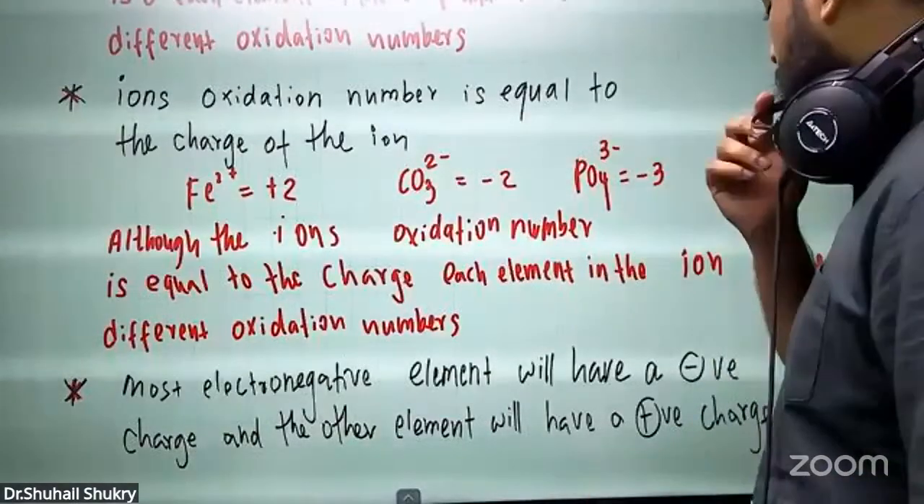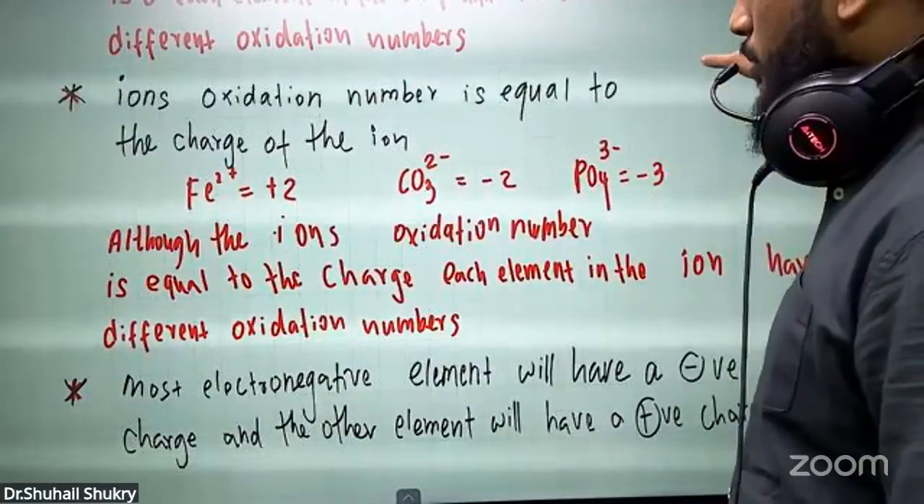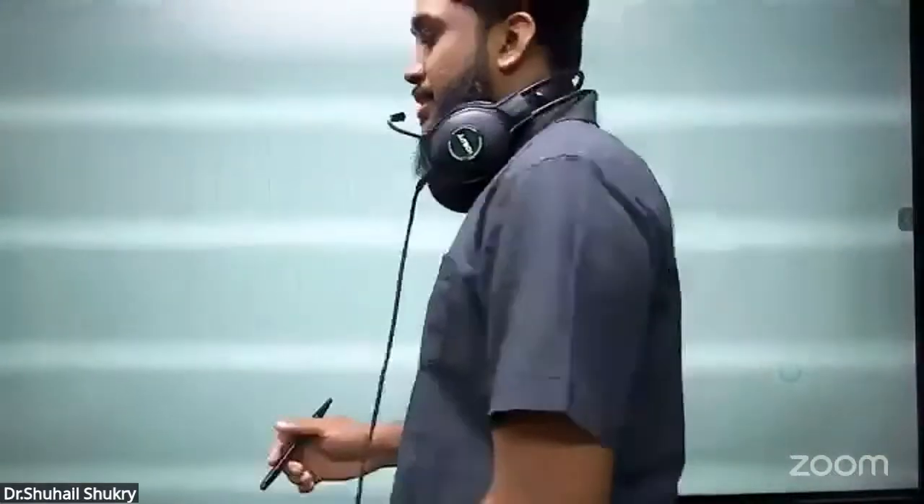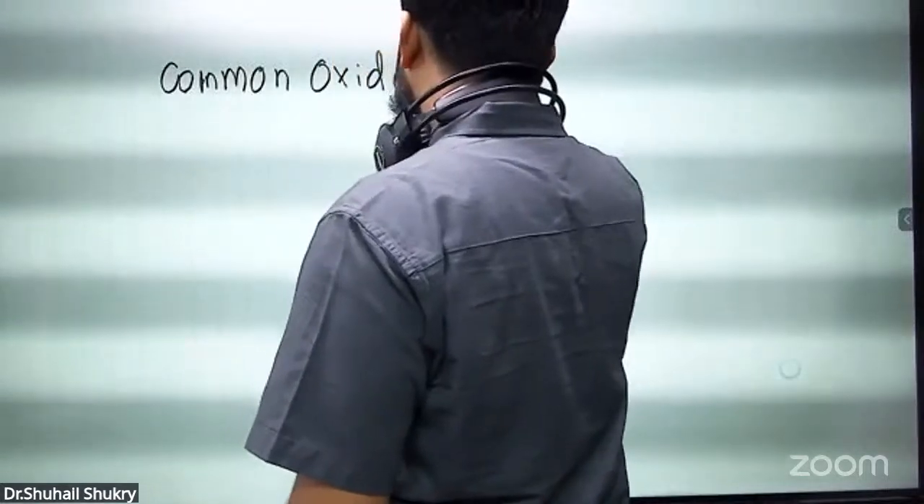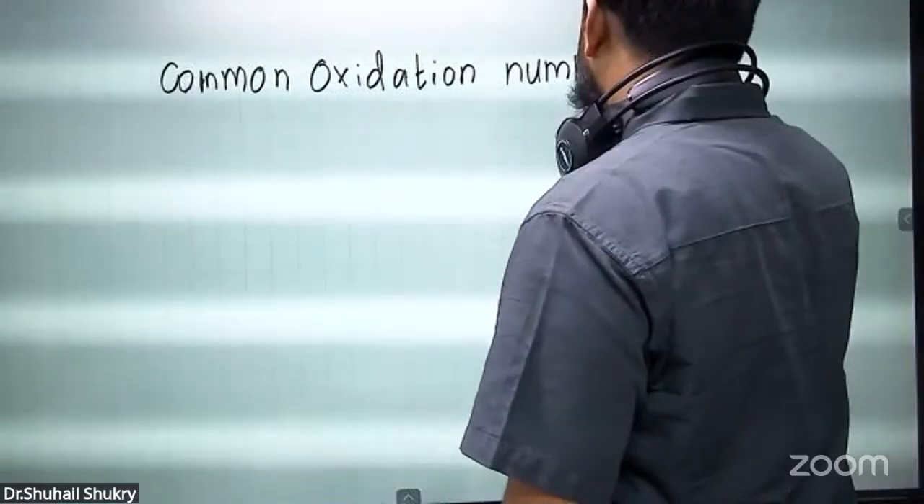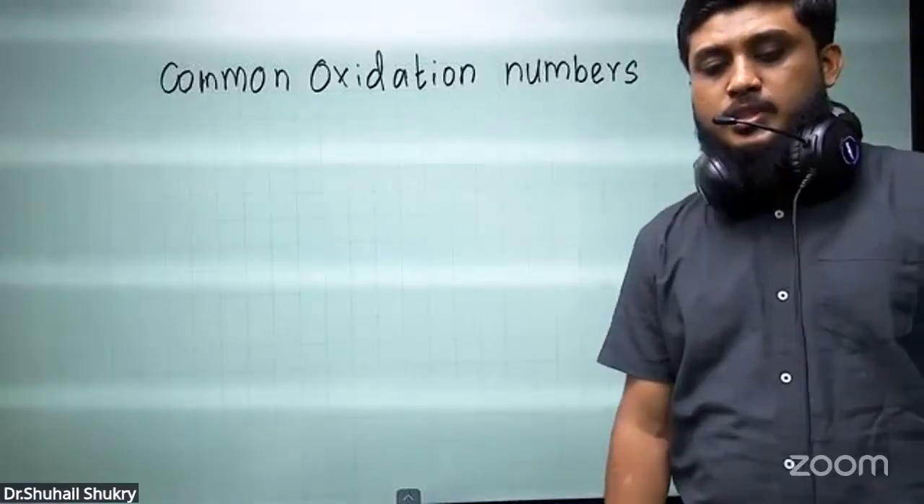Most electronegative element will have a negative charge and the other element will have a positive charge, right? And you should know some common oxidation numbers. Normally these are some common oxidation numbers, but if you have missed something, you write it later. What are the common oxidation numbers we have?